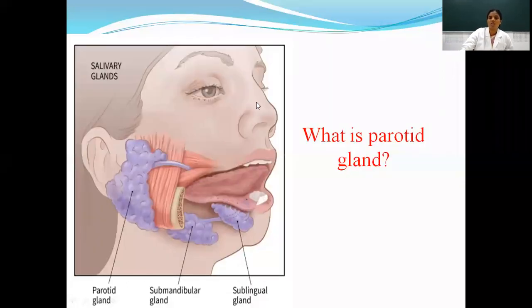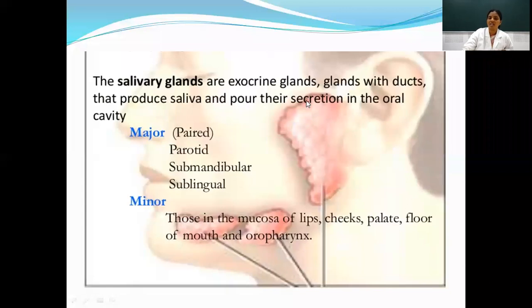Now coming to it, what is the parotid gland? Here you can identify three glands just in front of the ear and below the ear. There is a larger gland compared with these two. These are three paired glands, because on either side we can see these three glands. So we have three paired larger salivary glands. Actually, we have salivary glands, major as well as minor. What are these minor salivary glands? They are present in the mucosa of the lips.